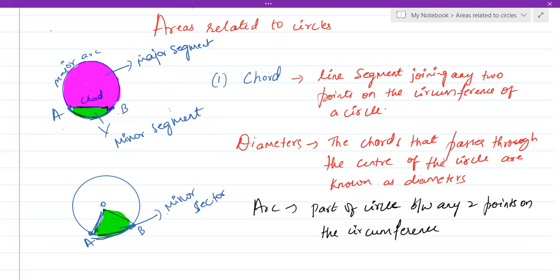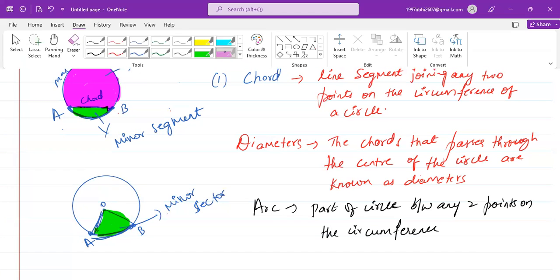Whereas a segment is between a chord and the arc. Between a chord and the arc, it is a segment. Between radius and arc, it is a sector. So if it is a minor arc, it is a minor sector. If it is a major arc, then it is a major sector. So let me shade the major sector.